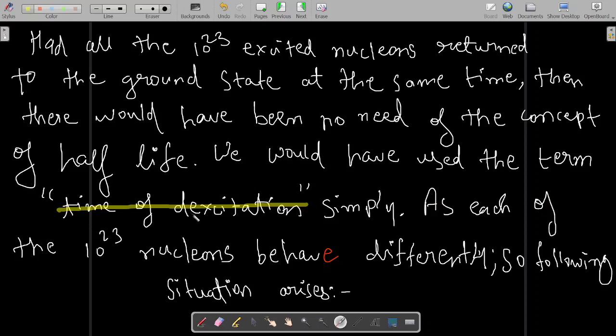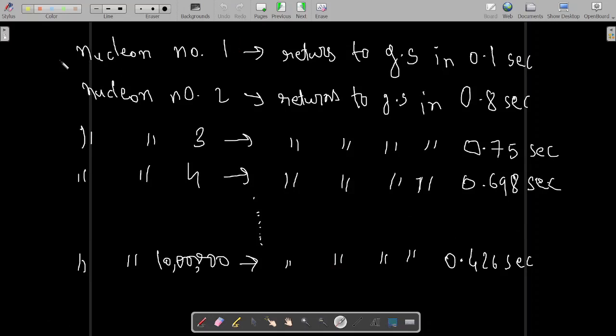So each of the 10 to the power 23 nucleons behaves differently, and the following situation arises. What is the situation which arises with us? Suppose nucleon number 1 returns to the ground state in 0.1 second. This is just a hypothetical example. I am just telling you what happens actually, but with the help of a hypothetical example.